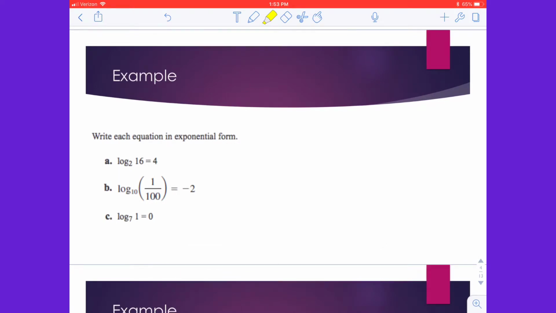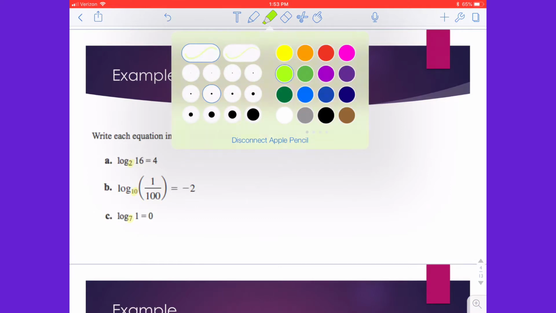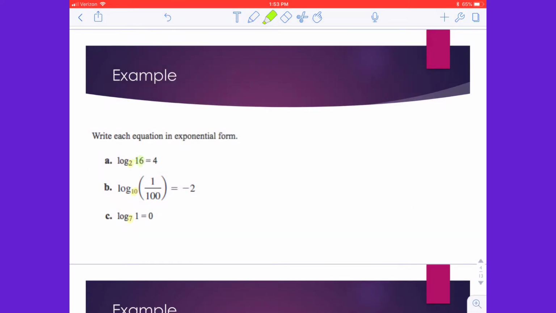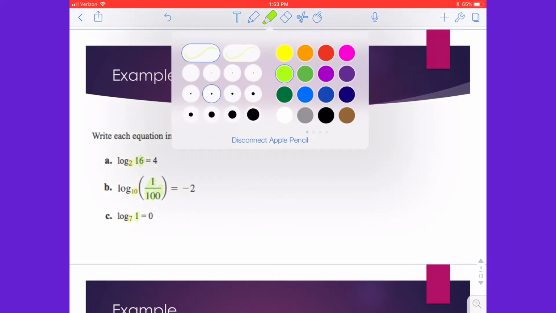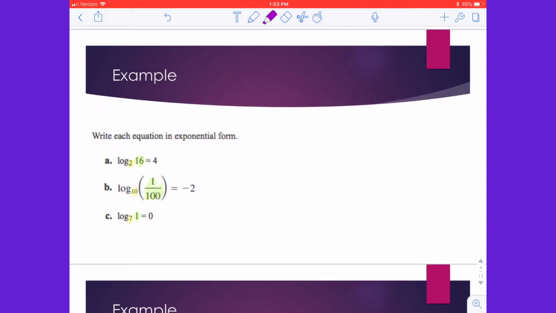So write the following equations in exponential form. Each of these is given as log base b of an argument is equal to 4. So log base 2, or log base 10, or log base 7. The arguments are as follows: 16, I'll do the arguments in green, 16, 1 over 100, and 1. And then, using a calculator or thinking through, you can get their solutions of 4, -2, and 0.